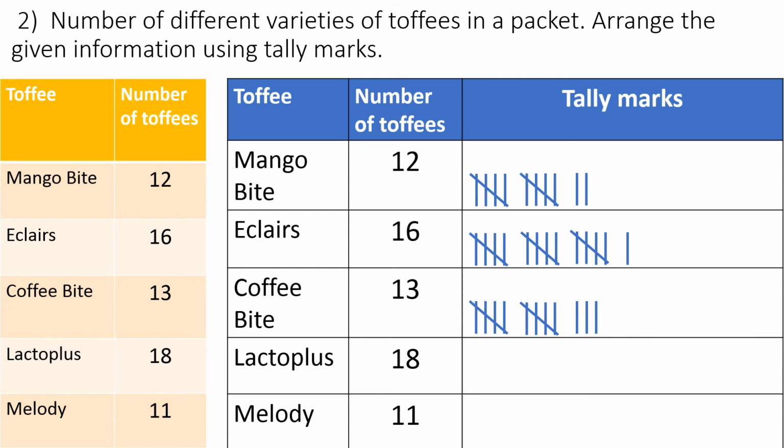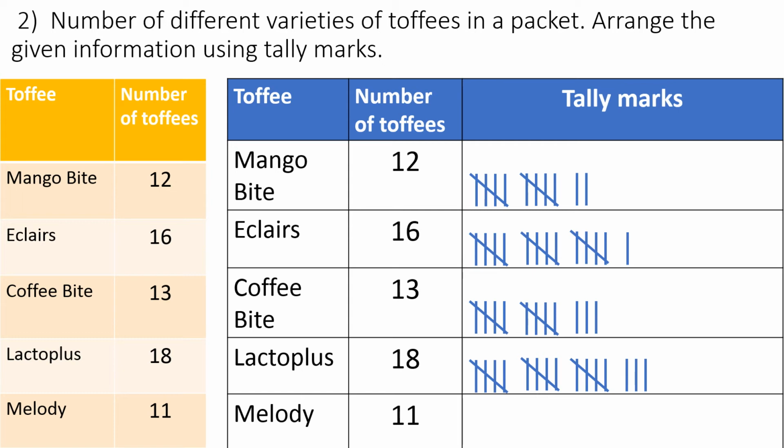There are 18 Lacto Plus. So draw 18 lines. 1, 2, 3, 4, cross fifth line. 6, 7, 8, 9, cross line for 10. 11, 12, 13, 14, cross line for 15. 16, 17 and 18. And the last is Melody.